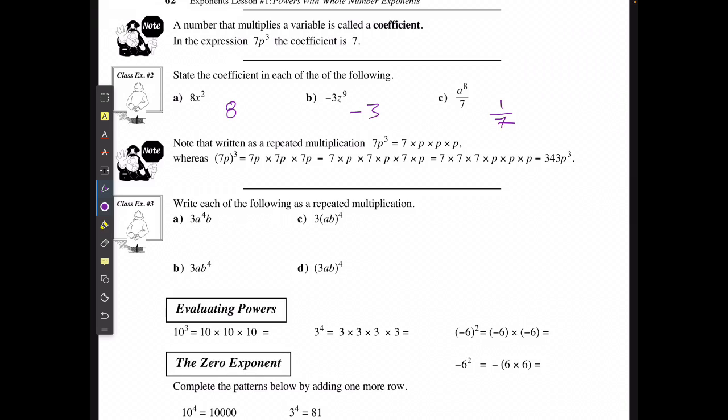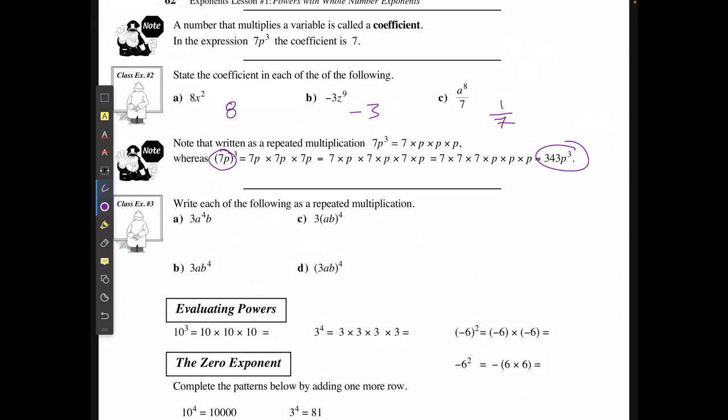Note that when written as a repeated multiplication form, 7p cubed is the same as 7 times p times p times p. If I had it all in brackets, then the base would not be p. The base is actually 7p. So it would be 7p times 7p times 7p, which would be 343p cubed. So there's a big difference between when they're in brackets and when they're not in brackets. When they're in brackets, that exponent also applies to the coefficient.